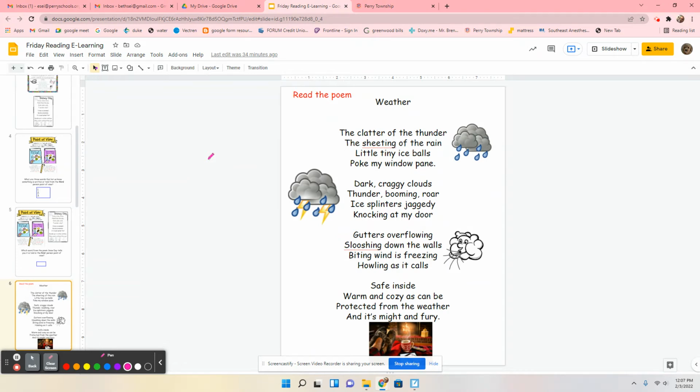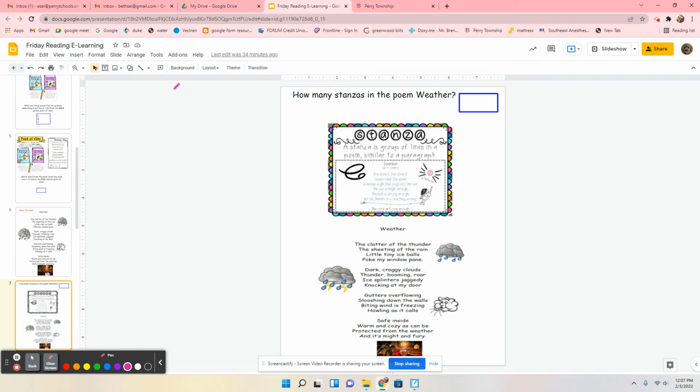I'd like for you to press pause and read this poem about weather. And when you're finished, come on back to me. Let's review stanzas one more time. Think in your brain or use the poster on this slide to help you remember what a stanza is. Hopefully you remembered that a stanza is a group of lines in a poem similar to a paragraph. Quickly count the stanzas and tell me how many stanzas are in the poem Weather.